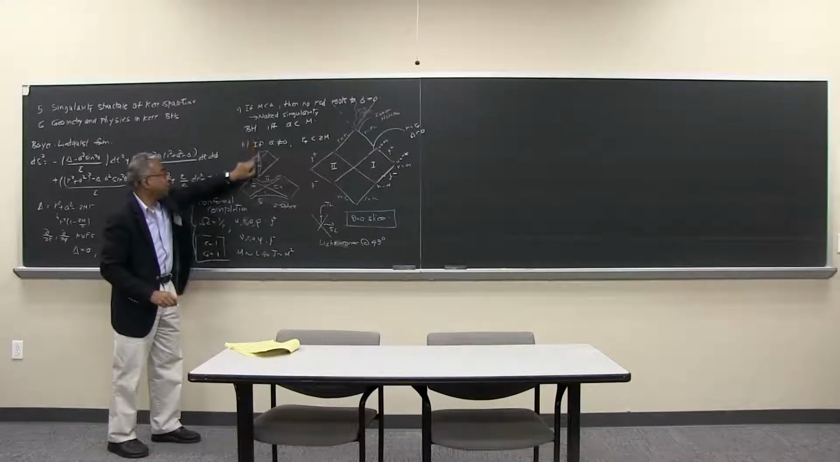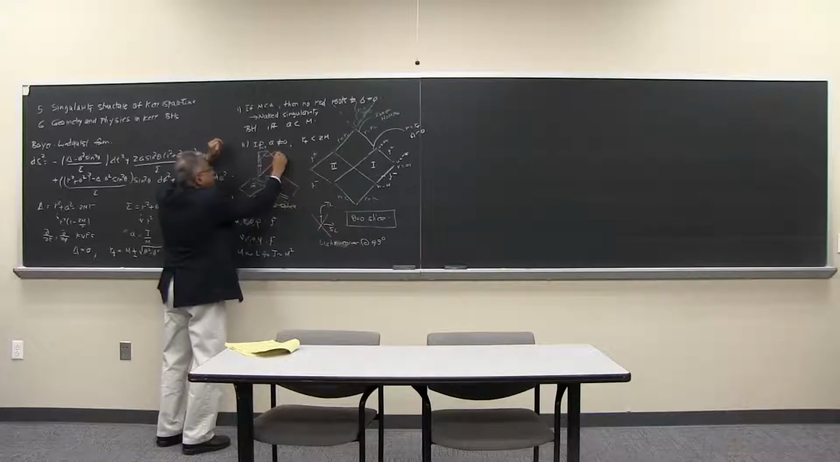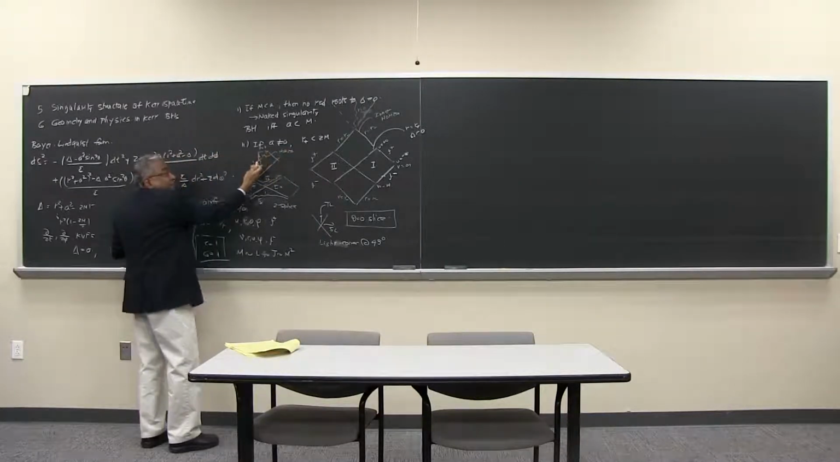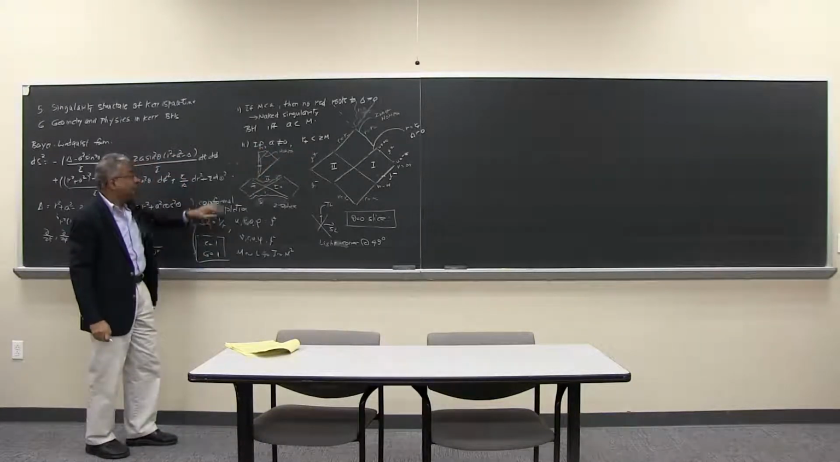This is time running up here. This is the r equal to 0 singularity. And this is our horizon. It separates the part of space-time which is visible from sky from the part which is not visible from sky. So this is what is happening.